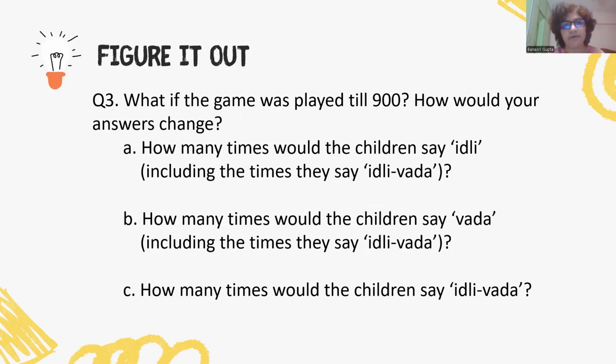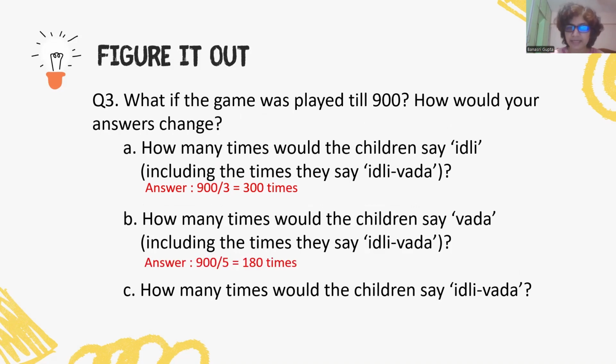What if the game was played till 900? How would the answers change? How many times would the children say idli, including the times they said idli vada? So same thing we have to do, 900 divided by 3. This time 900 instead of 90. So 300. Similarly, 900 divided by 5 is the number of times they will say vada. And how many times would they say idli vada? 900 divided by 15. That is 60 times. So the numbers got multiplied by 10.